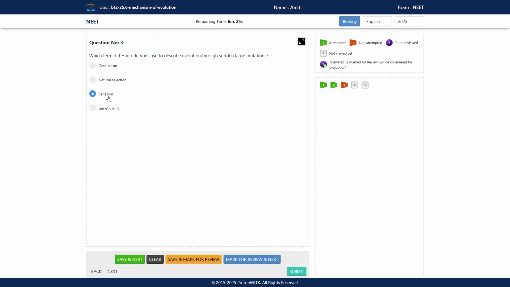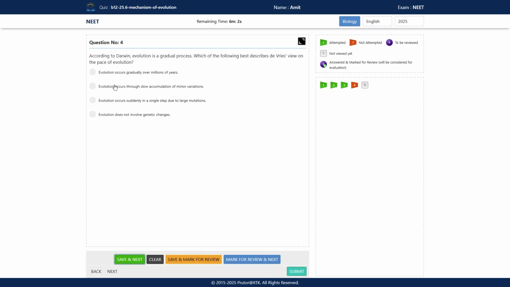Okay, option number C is the correct answer here. So saltation is basically a single step large mutation. So Hugo de Vries said the evolution of a species can occur in just a single step due to these large mutations. So he said evolution is not gradual. Next one, according to Darwin, evolution is a gradual process, means it is slow. Which of the following best describes de Vries' view on the pace of evolution?